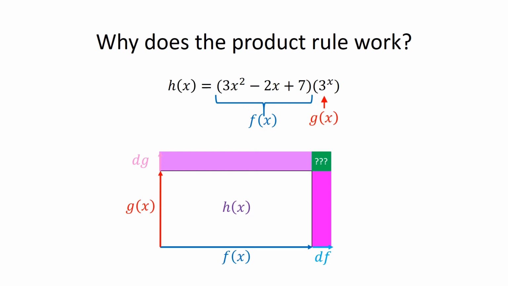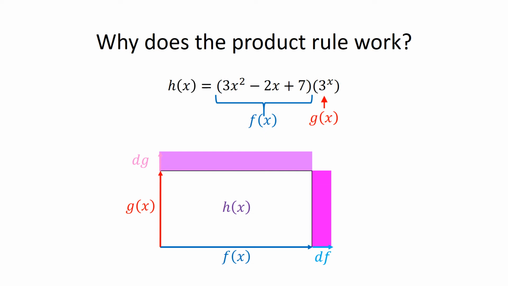You might also be wondering about this tiny green rectangle. Since it's part of the area of h of x, the key here is that, unlike the purple rectangles, when delta f and delta g become df and dg, then the green rectangle has both of its dimensions infinitesimally small. So it doesn't actually contribute enough to the area of the big rectangle, and we're going to just disregard it for the rest of our computations.